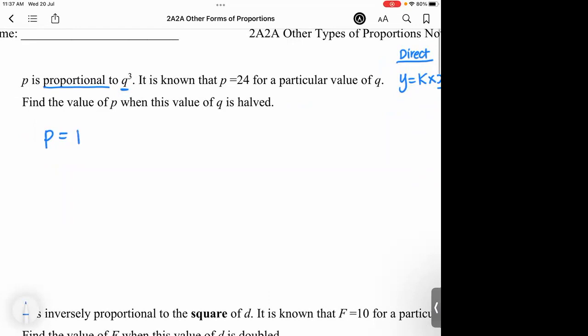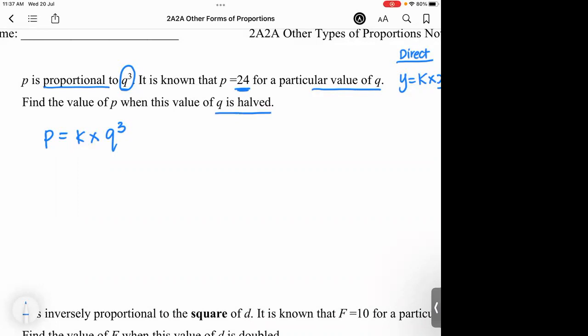So P is directly proportional to Q cube, so this is k times Q cube. Normally they will give us numbers for us to find what the k is. But in this case, this is very special. They say that P equals 24, but they never give you the value of Q. I don't know what Q is. Then the question says, find the value of P when the value of Q is half.